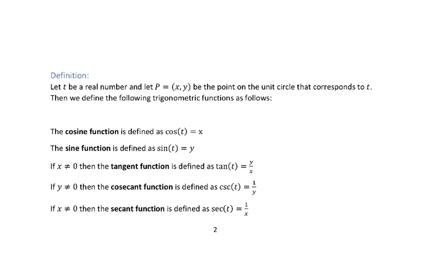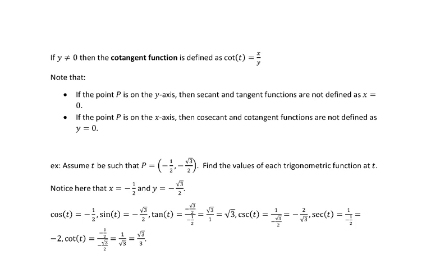But now we're ready to define these trig functions. What we basically do is use this point P to define the trig functions at that number t. As we can see here, cosine of t is x, the x coordinate of that point. Sine is the y coordinate. Now if x is not 0, of course, the tangent function we define this way, and so on and so forth. The only one missing here is cotangent, but I think that's on the next slide, right there.